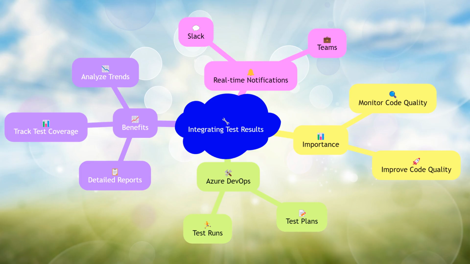Integrating test results into the pipeline is crucial for monitoring and improving code quality. Test results provide insights into the success or failure of tests, helping teams identify and address issues promptly. In Azure DevOps, test results can be integrated using the test plans and test runs features. These tools allow teams to view detailed reports, track test coverage, and analyze trends over time. Integrating test results with other tools like Slack or Teams can also provide real-time notifications, ensuring that the team is always aware of the current state of the code base.